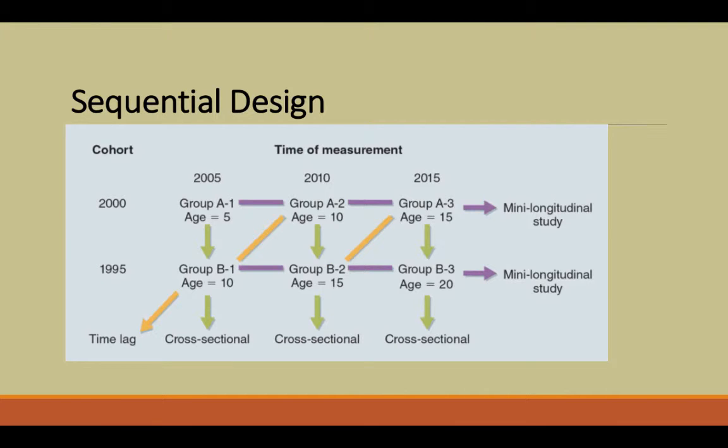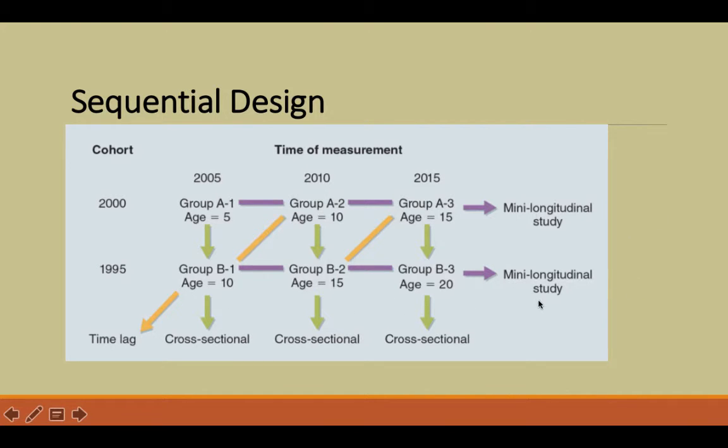So this is kind of an example of a sequential design that we have here. Now we can see that we have two main groups. This cohort was born in 2000 and this cohort was born in 1995. So cross-sectionally, we can observe the differences between 5-year-olds and 10-year-olds. And then we can also measure longitudinally how this group changes from age 5 to 10 to 15. And over here, we can see how this group changes from 10 to 15 to 20.